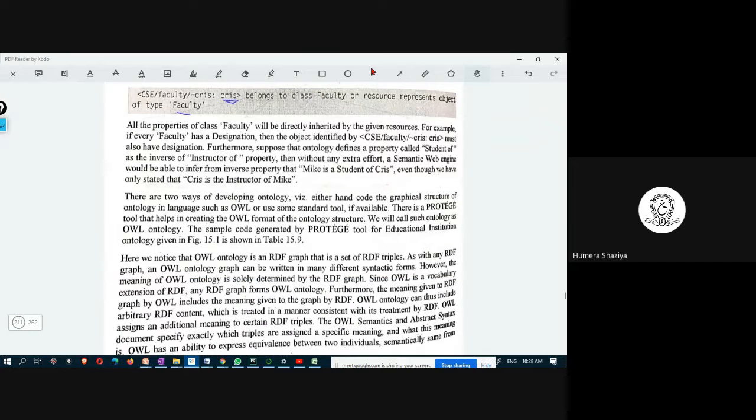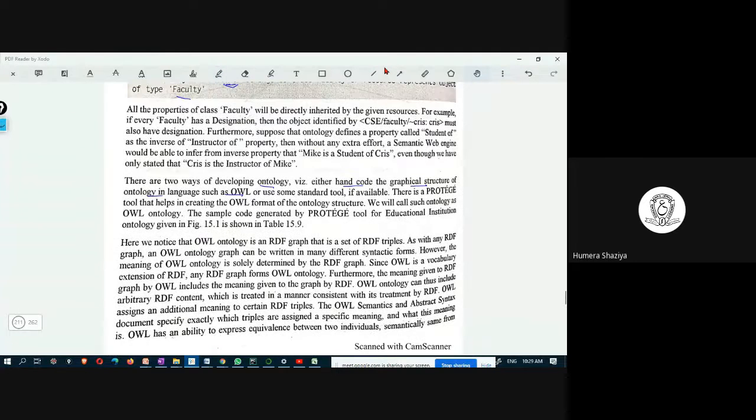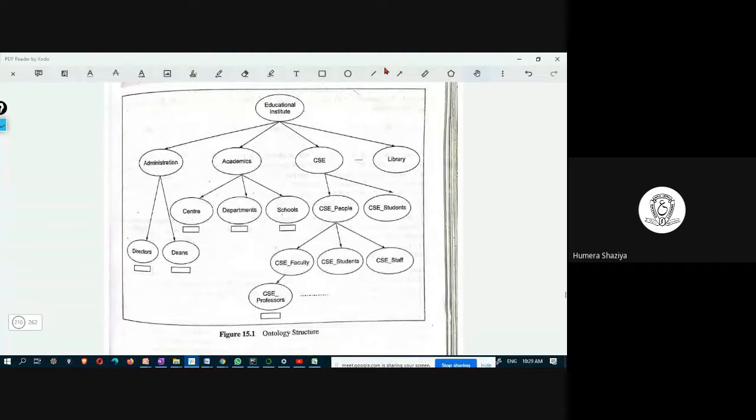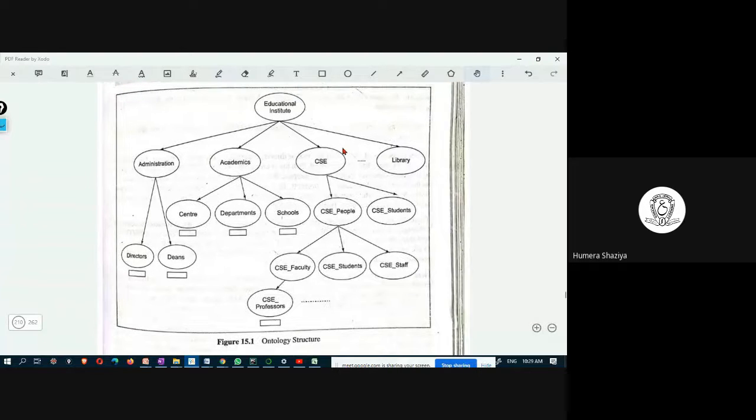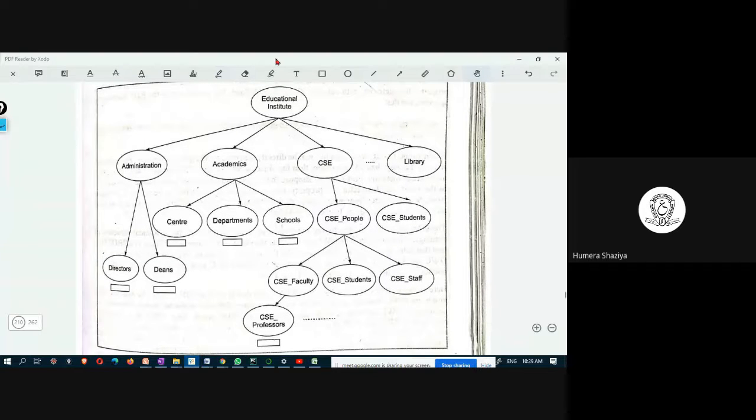All right. There are two ways of developing ontology: either hand code the graphical structure of the ontology in a language such as OWL. You have to look at this graphical structure. First, you come up with the graphical structure of these resources, and then by looking at this graphical structure, by hand, you write the code.